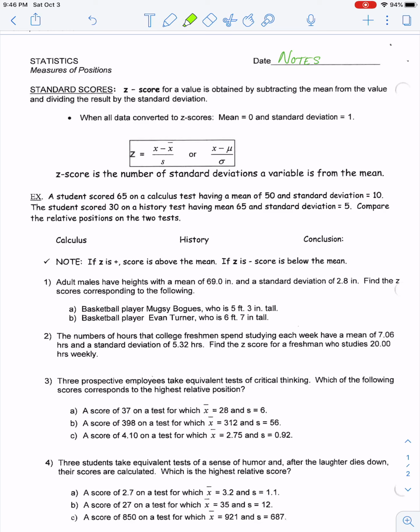Hello, in this video we're going to talk about something called a standard score, better known to us as a z-score, and what we'll be using it for is how to calculate a z-score. Z-scores are used if we want to compare data from different samples.